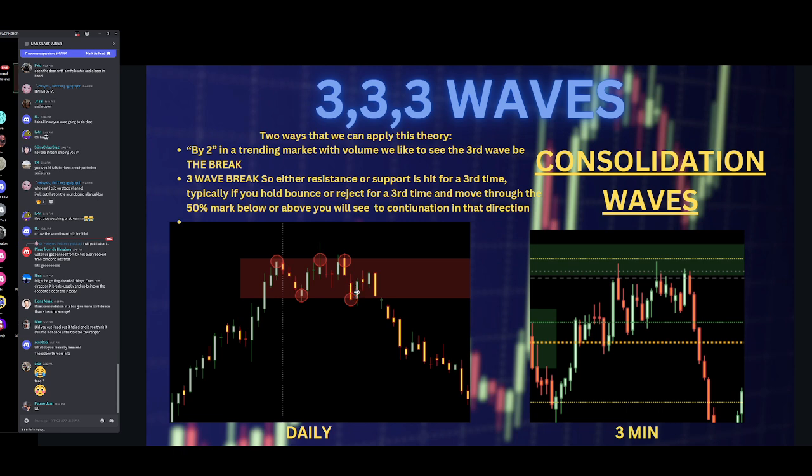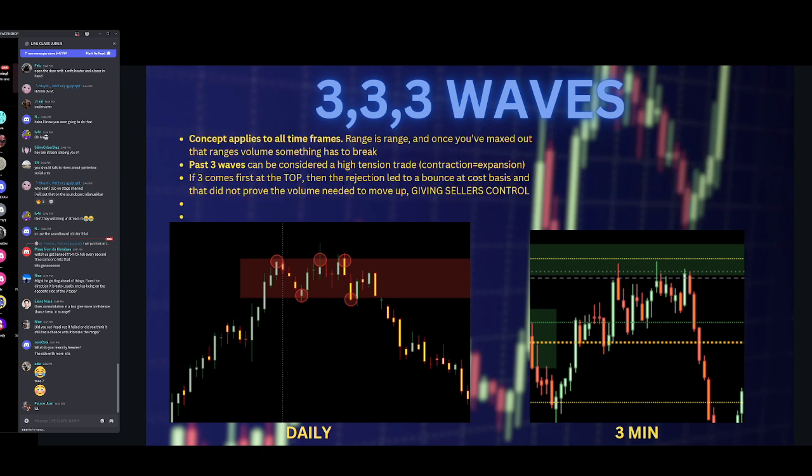So, the third wave break: either resistance or support is hit for a third time. Typically, if you hold or bounce or reject for a third time and move through the 50% mark, you will see continuation in that direction. I spelled that wrong. This concept is applied to all time frames. Range is range. Once you've maxed out these range volumes, something has to break. Tension: past 3 waves can be considered a high tension trade.